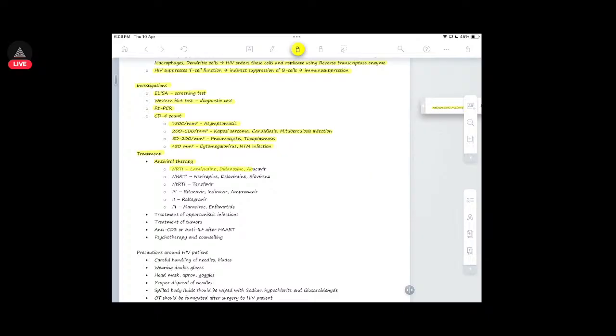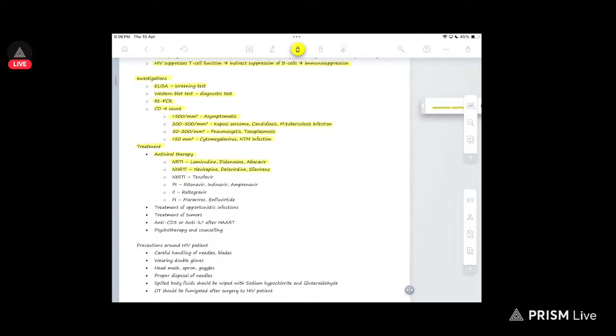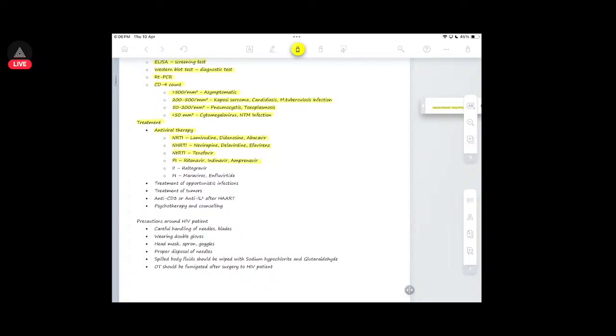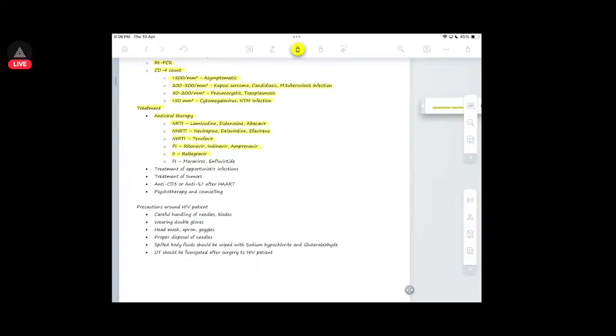So treatment: you provide antiviral drugs, which are NRTI, such as lamivudine and abacavir; NNRTI, which is nevirapine; and NtRTI, which is tenofovir. These are nucleoside reverse transcriptase inhibitor, non-nucleoside reverse transcriptase inhibitor, and nucleotide reverse transcriptase inhibitor. You have protease inhibitors, such as indinavir, and integrase inhibitors, such as raltegravir, and you have what do you say? A fusion inhibitor or something like that. I really don't know. This is a new drug, even I never heard of this. Leave it. Okay.